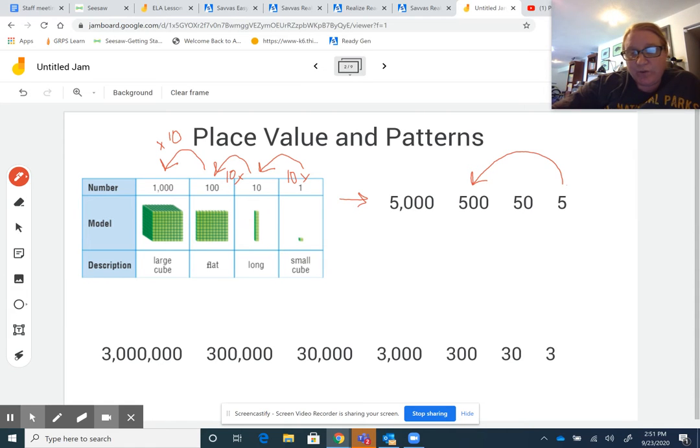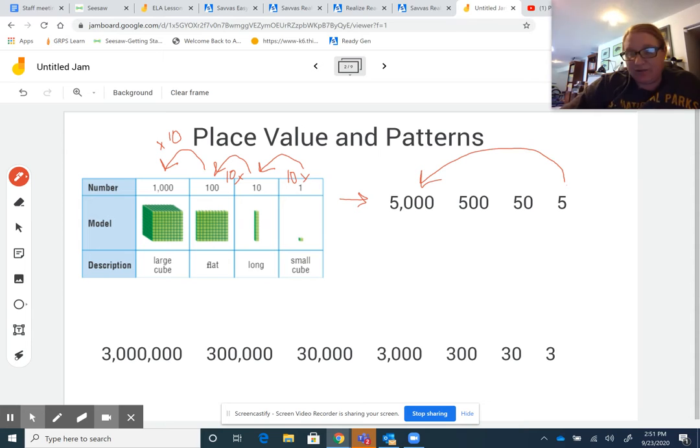Well, a really quick way you can do that is compare the zeros. There are no zeros for 5, but there are 2 zeros for 500, so it is 100 times larger. It's also 2 jumps. 1, 2. If we were using base 10 blocks, it would be 2 jumps. They are related. Now, what if I asked you, what's the relationship between 5 and 5,000?